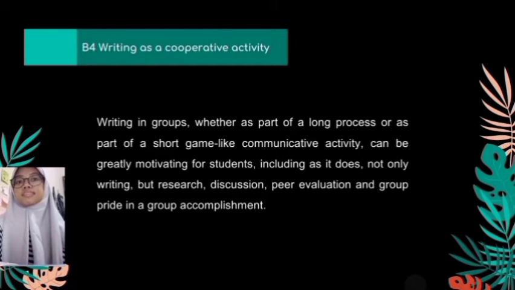And then, writing is a cooperative activity. Writing in groups, whether as part of a long process or as part of a short game-like communicative activity, can be greatly motivating for students, including as it does not only writing but research, discussion, peer evaluation, and group pride in a group accomplishment.